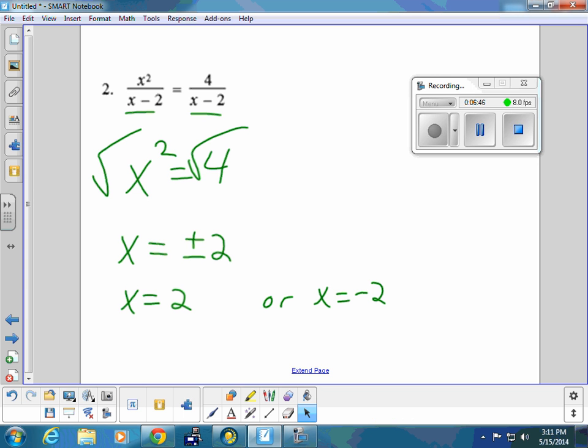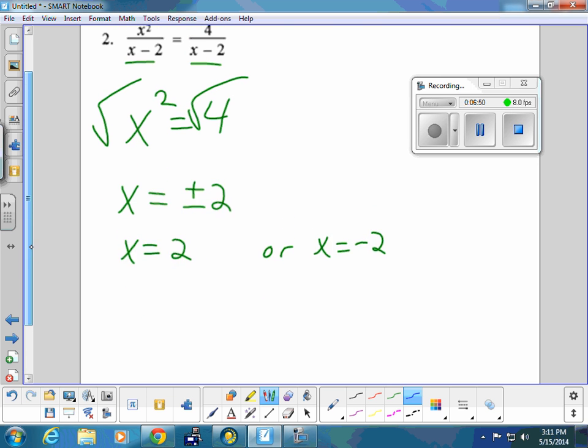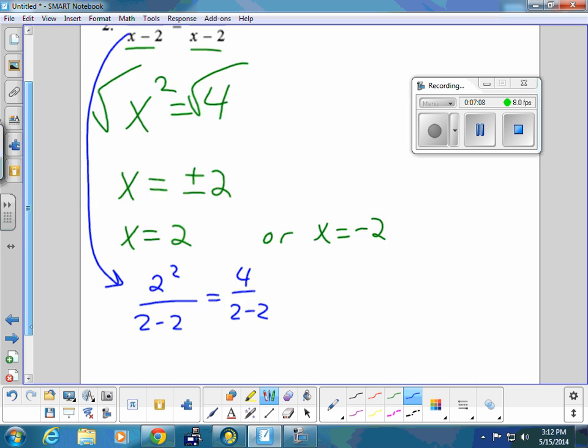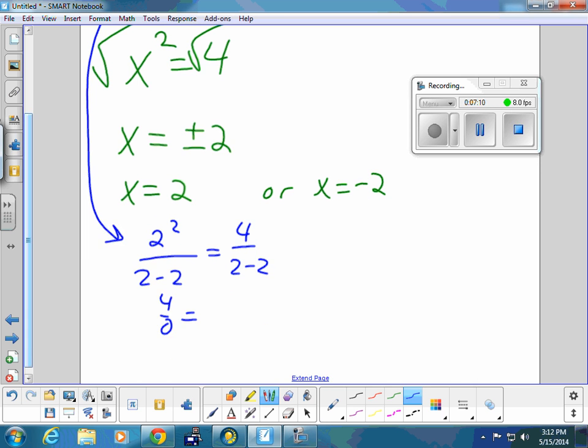And you have to show this on the quiz, the checks and your answers. You can't just guess and see what the answers are. So if we put 2 in, we get 2 squared. Again, I'm checking it with the original question. 2 squared over 2 minus 2 equals 4 over 2 minus 2. Now you might say, well, yeah, that equals 4 over 0 and 4 over 0, but this is illegal. We can't do that, so this is not a solution.